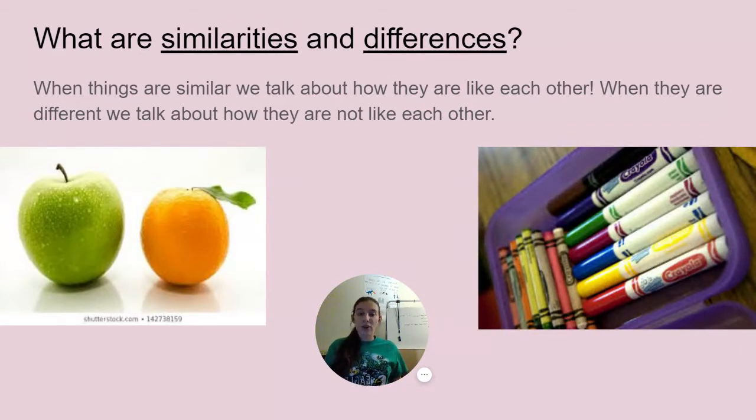Okay, so we know that similarities are ways that things are alike or the same, and differences are ways that things are not alike or are different. Okay, so let's remember that as we go back and look at our poem.